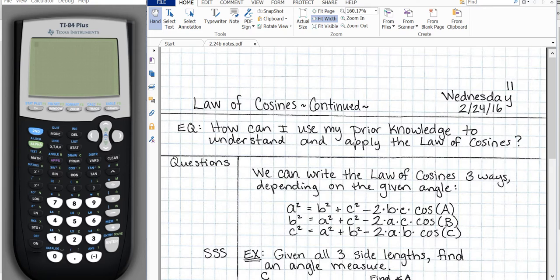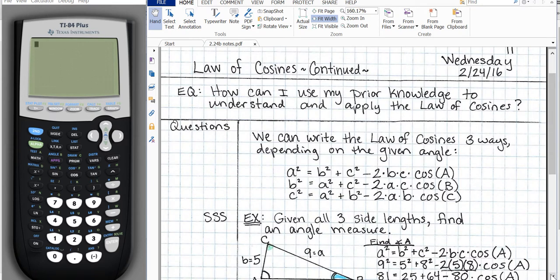Alright, so we know that we can write the law of cosines three different ways, depending on which angle we have given. So the first one, if I'm given angle A, then I'm going to start out with a squared equals all of this stuff. If I know what angle B is, or maybe I want to find angle B, then I'm going to start out with b squared equals all this stuff. And then, last of all, if I know angle C, or I want to know angle C, I'm going to start out with c squared equals all of that stuff.